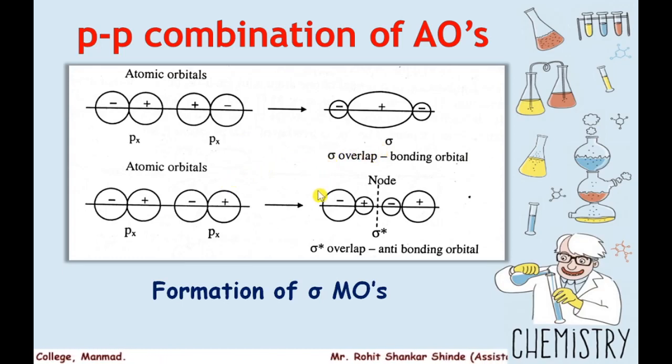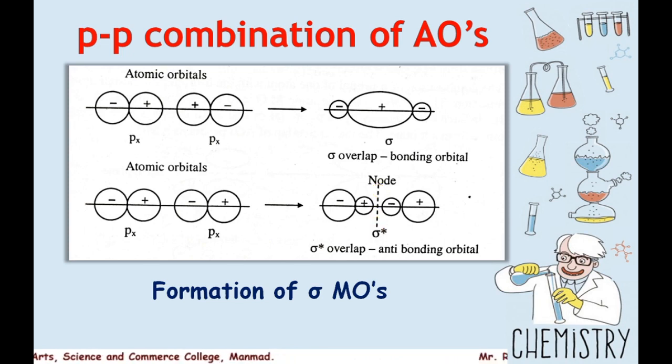Both bonding and anti-bonding molecular orbitals are produced and shown in this diagram. When lobes have opposite sign, there is formation of anti-bonding molecular orbital. This sigma star anti-bonding molecular orbital possesses one node.